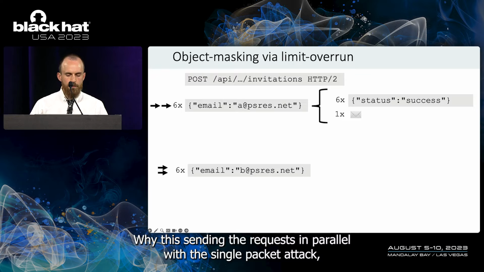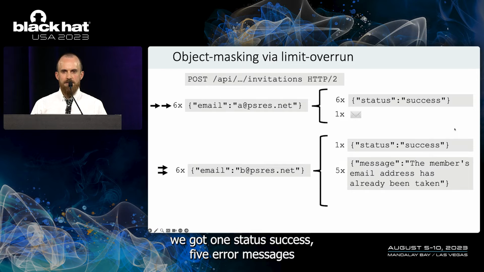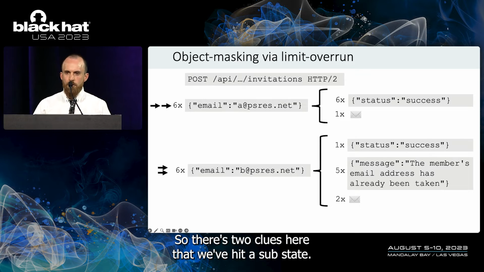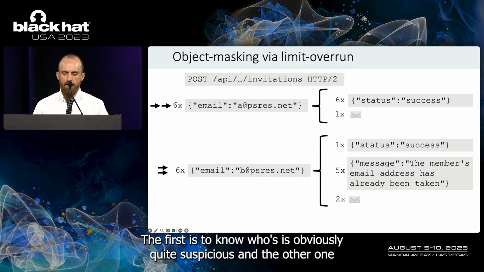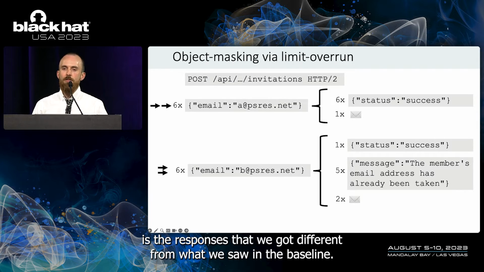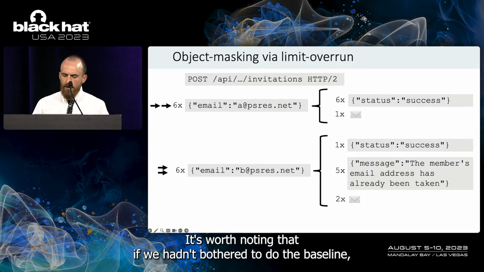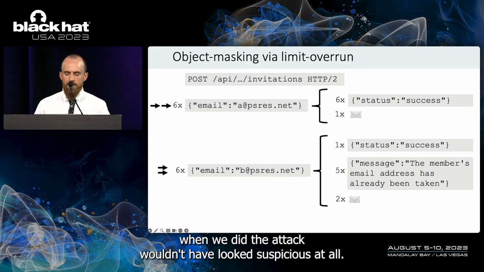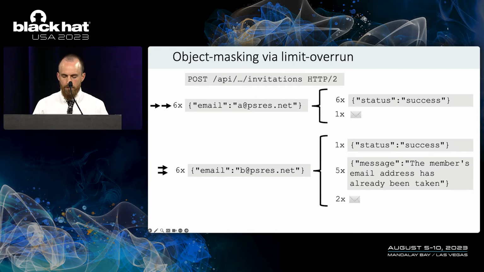When I retried this, sending the requests in parallel with the single packet attack, we got 1 status success, 5 error messages, and 2 emails. So there's 2 clues here that we've hit a substate. The first is 2 emails is obviously quite suspicious. And the other one is that the responses that we got differed from what we saw in the baseline. It's worth noting that if we hadn't bothered to do the baseline, then the responses that we got when we did the attack wouldn't have looked suspicious at all, and we might have missed the bug.